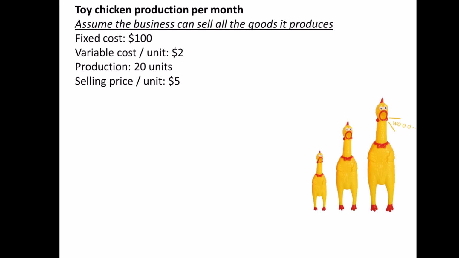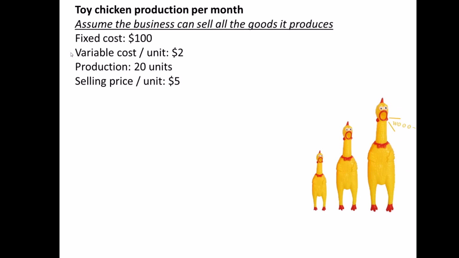Okay, so here, let's try to do a quick exercise. You can actually unmute yourself if you are answering the question. Take a look at this question here. Assuming that we are selling toy chickens, all those chickens over there, they're very annoying when you squeeze them. Assume the business can sell all the goods, because that's one of the assumptions.